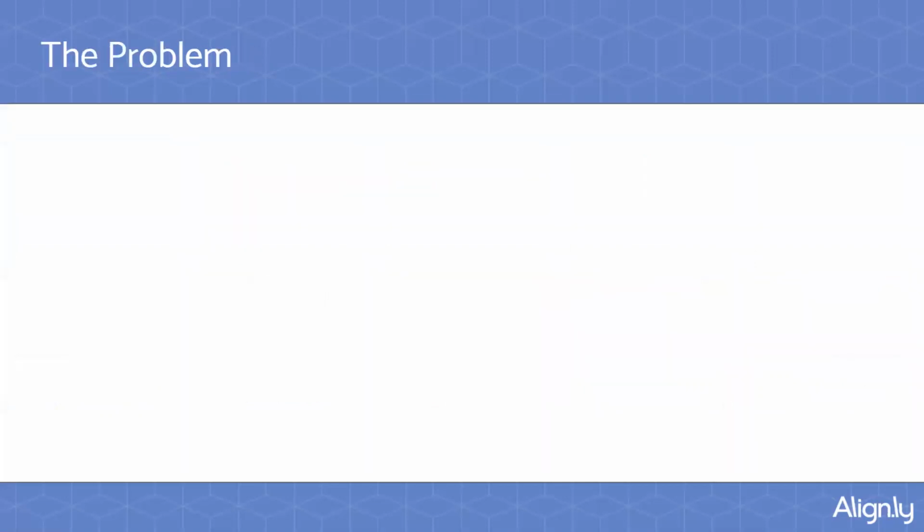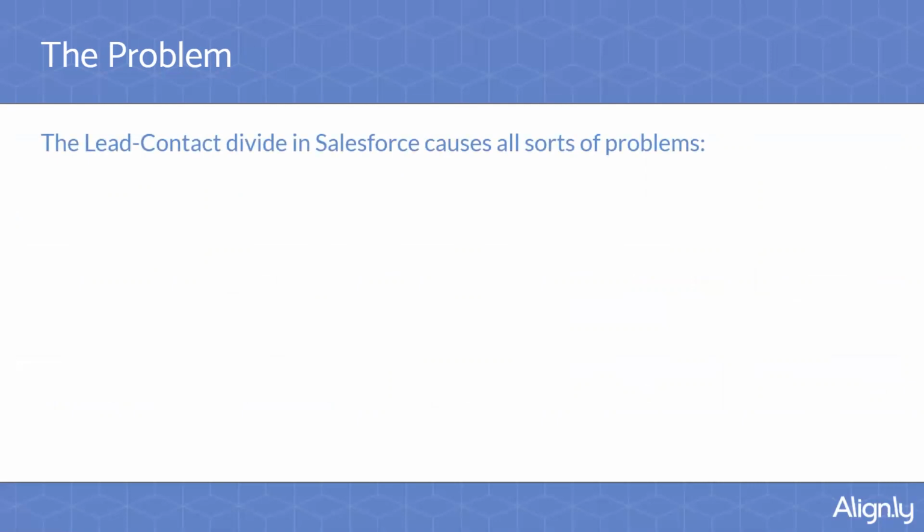So let's talk about the problem with lead-to-account matching. We all know that the lead-to-contact divide in Salesforce causes all sorts of problems. First one is just around lead nurturing. A common example or common problem is a new lead comes into your database. It's in your database as a lead, and it might be an open opportunity. It might be a customer, and because you're not matching it to an account, there's no way of knowing the status of that lead. So the problem there is you might drop them into your prospect nurture campaign, and you're kind of nurturing them the wrong way.